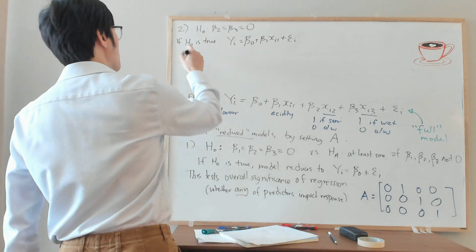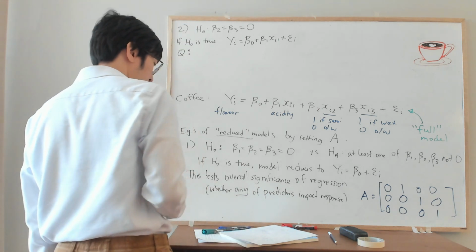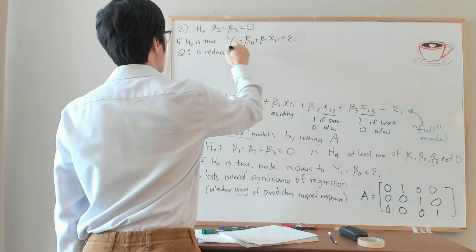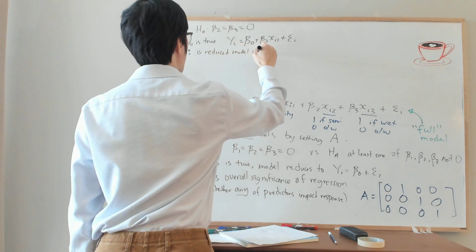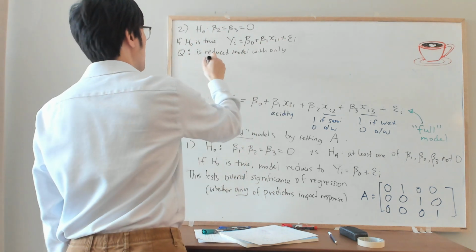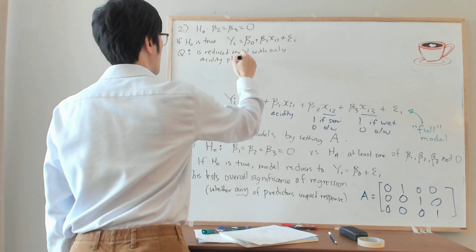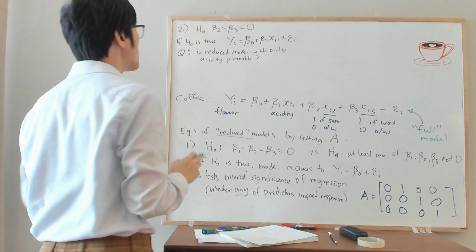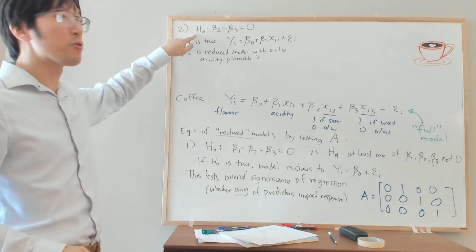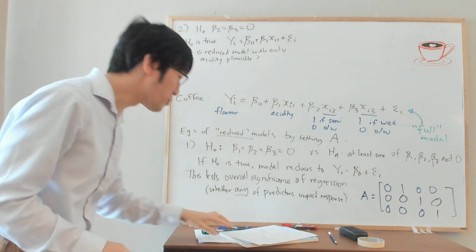Okay, so this hypothesis answers this question: is the reduced model with only acidity plausible? And of course the alternative is that at least one of these betas is not 0.